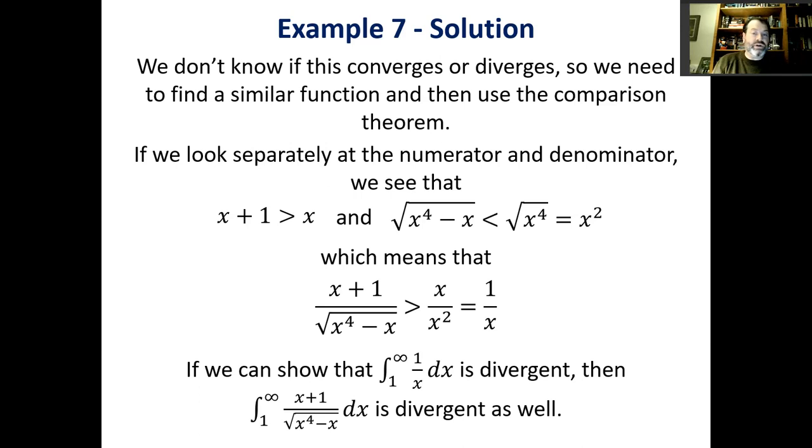Now, if we happen to show that this converges, if we're larger than something that converges, it doesn't tell us anything. If we're smaller than something that diverges, it doesn't tell us anything. The theorem only works if the lower function diverges or the outer function converges.